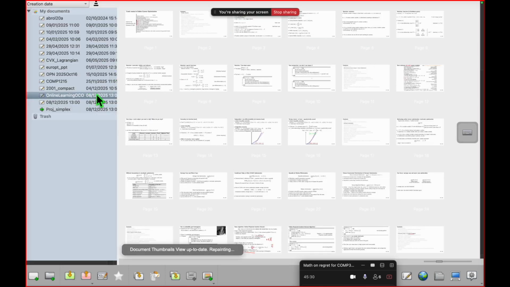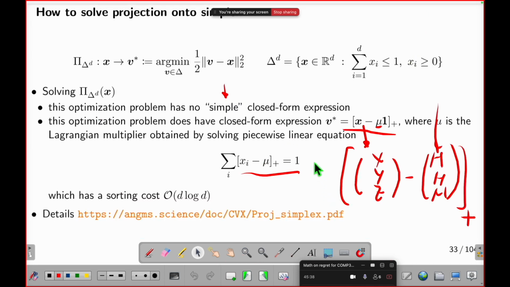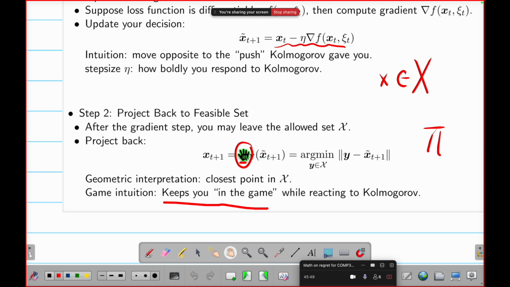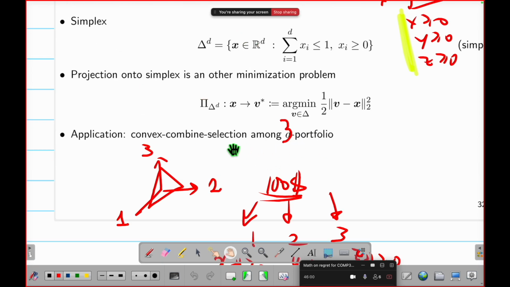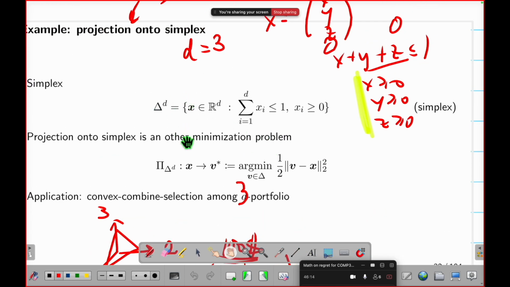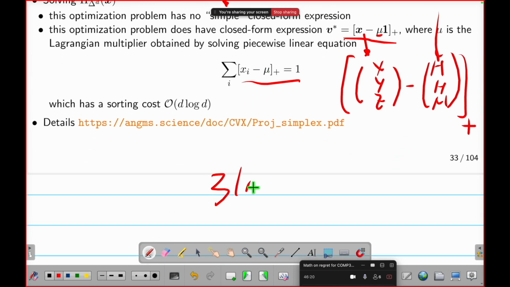And with this in mind, now I can go back to projection here. So how are we going to do the projection? Well, it's the same. We are going to solve this. So if I have a point in the two-player game, I will first do a gradient descent, and then I will project it back. Suppose my projection step is to project into simplex. This simplex means I'm doing a portfolio convex combination. That means within the three options, I have to select something among the three, and cannot go outside the three options. Then this refers to projection onto the three-dimensional simplex. And to solve a three-dimensional simplex, I have to solve this. And to find mu, the cost will be n log n, which is 3 log 3. That means it's very cheap.